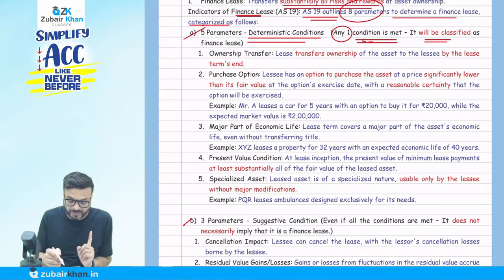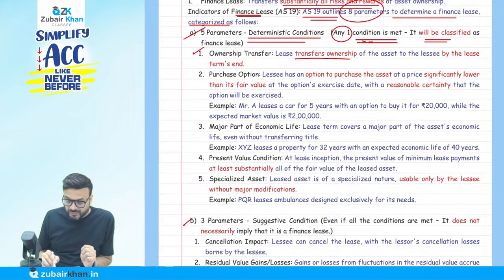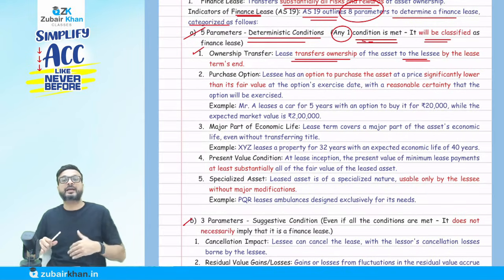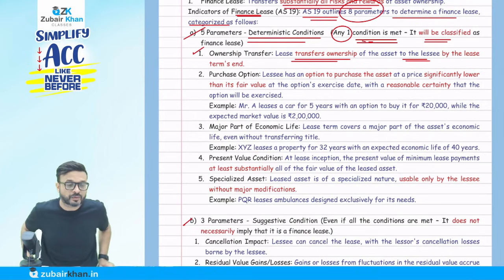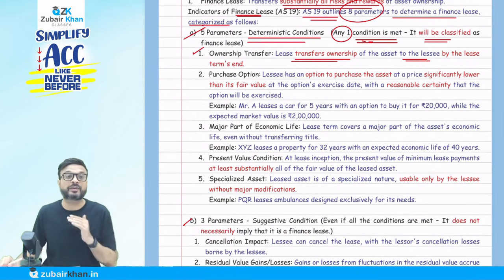A finance lease. First, ownership transfer. They say the lease transfers the ownership of the asset to the lessee by the lease terms. So it is mentioned in the contract that at the end of the lease term, the asset will be transferred to the lessee. So we are going to call it a finance lease.